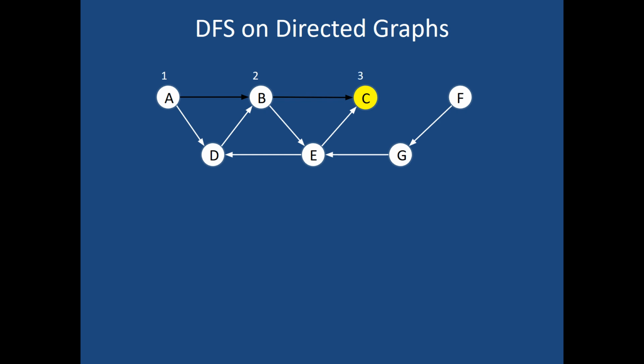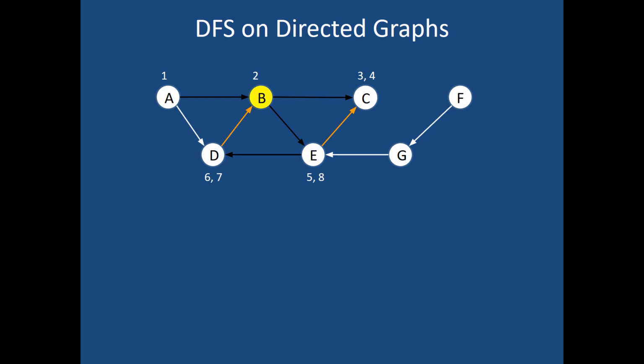There's nowhere to go out of C, so we back up, give it a post time of 4, and back up to B. Then the only other option is to go to E. So E works out, and I forgot to change the color, a flaw in the animation there. That gets a 5. We try to go to C. What's going to happen there? Been there before, so I'm going to color that orange, meaning we didn't use it. Now we're going to consider going to D. That's good. That gets a 6. Now we'll consider going to B. That's a fail. We're done, so D gets the 7. We're back to E. We've exhausted all the options out of E, so that gets the 8.